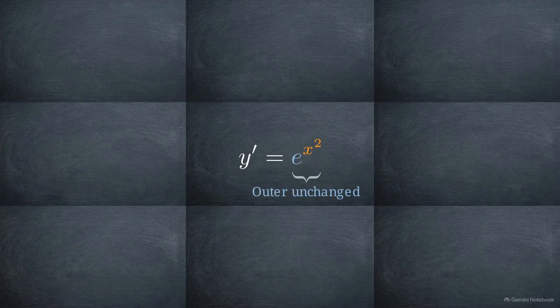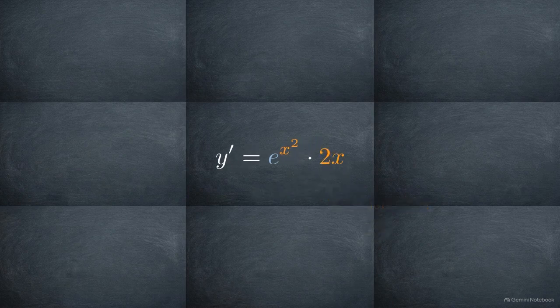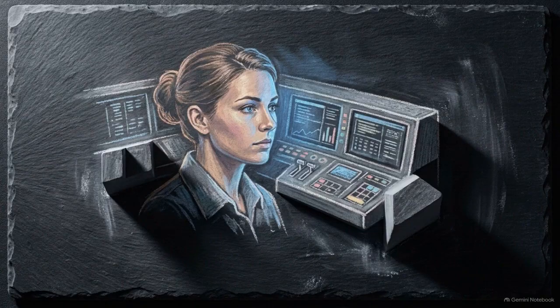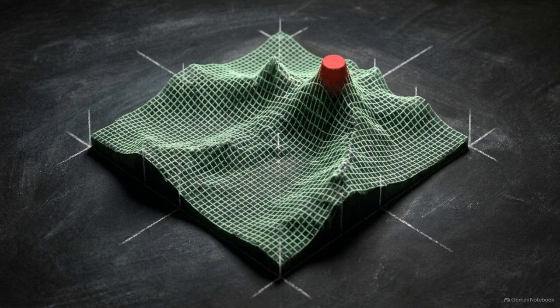The outer machine is the exponential function, which remains unchanged. The inner machine is x squared. After differentiating the outer shell, we multiply by the inner derivative, 2x, giving us 2x e to the x squared. The chain rule reveals how deep hidden layers of a system ripple outward to multiply the total rate of change. Calculating these complex derivatives allows engineers and scientists to find the exact stationary points of dynamic systems.